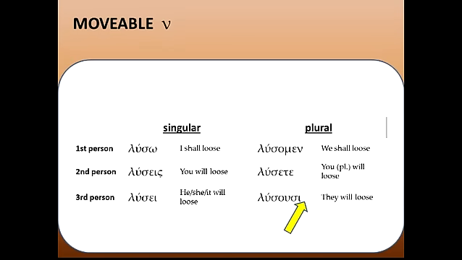Here's our verb luo again, in the future, luso. And so we have our third person plural form down in the lower right, lususe. And again, we can have the movable nu there. It may be present, it may not. It doesn't change the meaning of the word one bit.